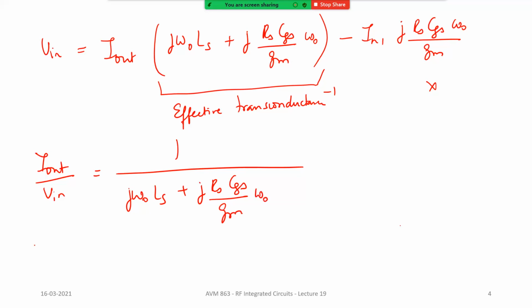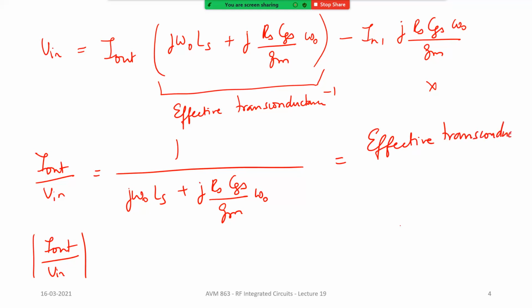Okay. Now the modulus of this, or rather the magnitude of this effective transconductance, is what is called the effective transconductance of this whole structure. Okay, so this can be written as what? The j terms are taken away, so you get 1 by omega naught into Ls plus Rs Cgs divided by Gm. Okay, so this can be written as what?